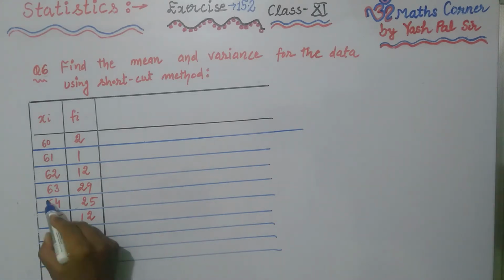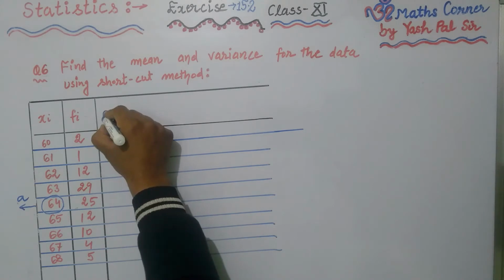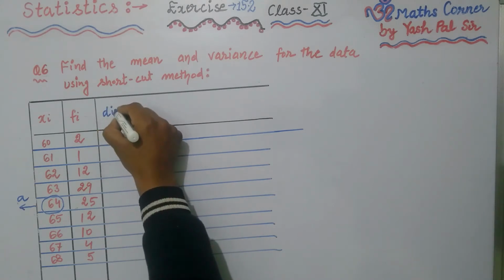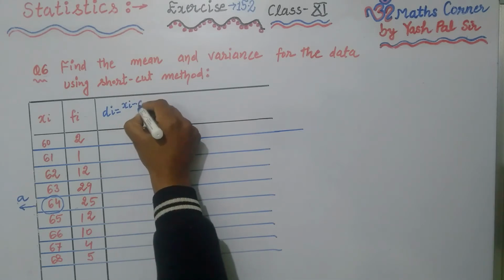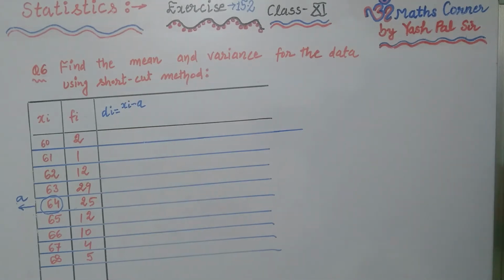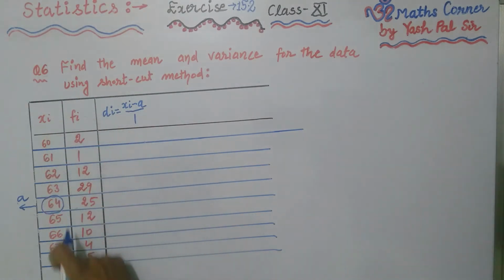64, this 64 is in the middle. Okay, so we may name this as assumed mean A. Now we write here the value of di, which is equal to xi minus assumed mean, divide h. We see that difference between each observation, this is 1.